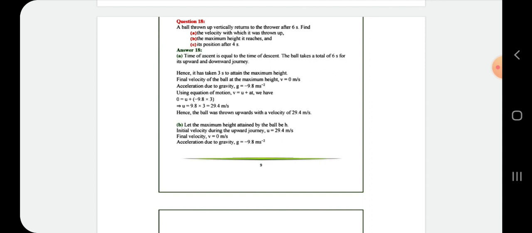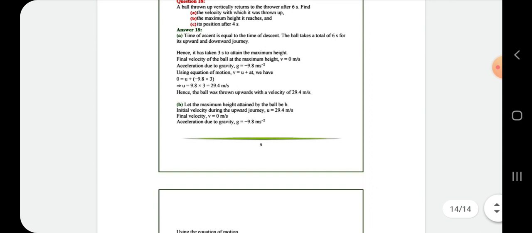Final velocity of the ball at the maximum height, v, is equal to 0 meter per second. Acceleration due to gravity g is equal to minus 9.8 meter per second square. Using the equation of motion, v is equal to u plus at, we get u is equal to 9.8 into 3, which is 29.4 meter per second. Hence, the ball was thrown upward with a velocity of almost 30 meter per second.